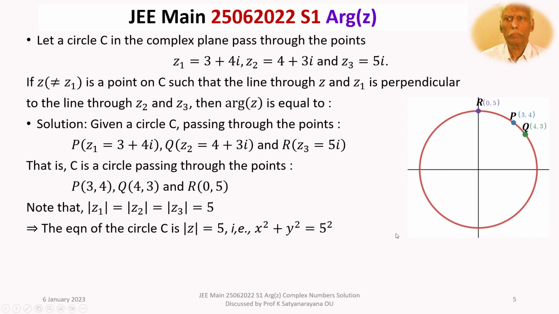Now Z is a point on the circle not equal to Z1, that is not equal to (3, 4), and such that the line joining Z and Z1 is perpendicular to the line joining Z2 and Z3. This is Z2 and this is Z3. From that, you have to find the argument of Z.